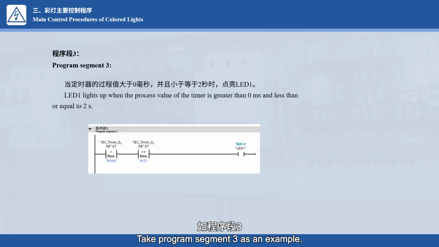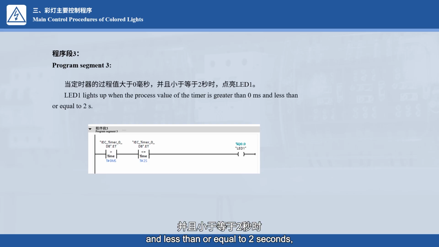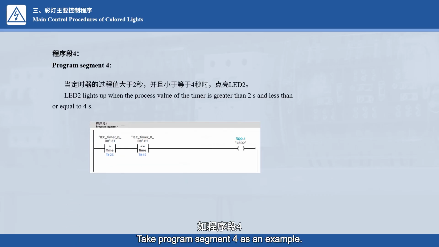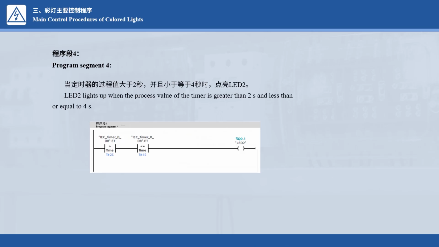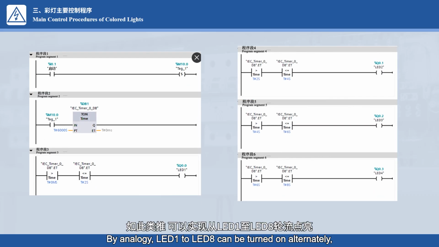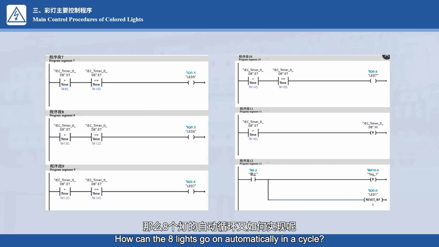Take program segment 3 as an example. When the process value of the timer is greater than 0 millisecond and less than or equal to 2 seconds, the output coil is energized and LED 1 is on. Take program segment 4 as an example. When the process value of the timer is greater than 2 seconds and less than or equal to 4 seconds, the output coil lights up LED 2. By analogy, LED 1 to LED 8 can be turned on alternately, and each LED is turned on for 2 seconds. How can the 8 lights go on automatically in a cycle?